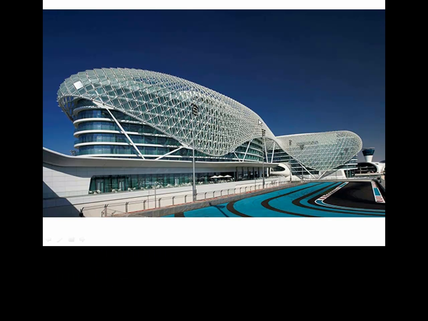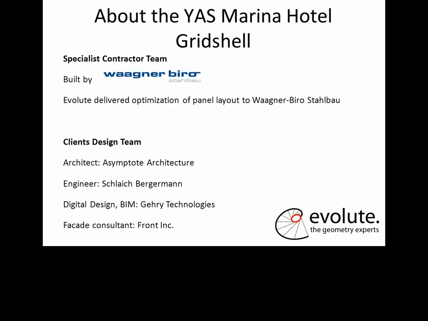Back here. So here it is. That's the YAS Marina Island Hotel on the Formula One track in Abu Dhabi. As you can see, the geometry of this glass and steel structure is quite complex, and we are very proud of having been able to contribute to it. The client that Evolute worked for in this project was Wagner Biro Stahlbau, a specialist contractor who built the whole structure in Abu Dhabi. And what we delivered to them was an optimization of the panel layout, as I've said, using the same technology that's now included in EvoluteTools for Rhino.